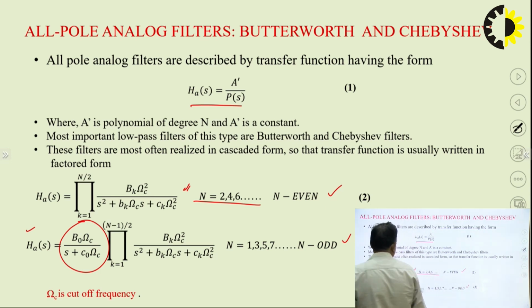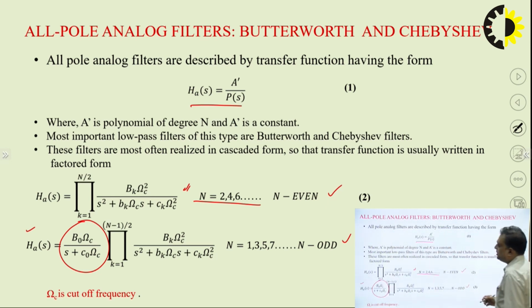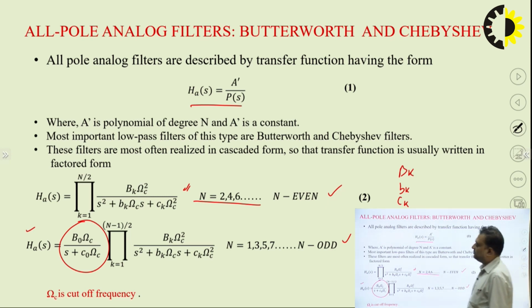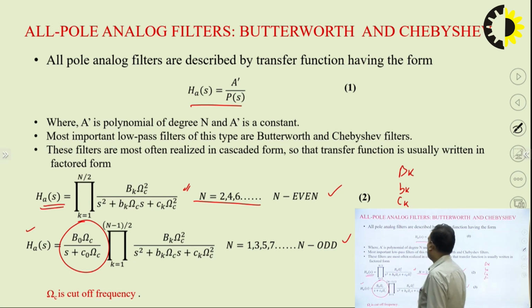Now we have seen there are three coefficients on which this transfer function depends: one is capital B_k, small b_k, small c_k. Another thing, there is the cutoff frequency also. So if we know all these values, then we can obtain the transfer function for a particular filter order. Okay. Now in the Butterworth case, these coefficients are calculated as per Butterworth designing equations, and for the Chebyshev filter design, these coefficients are calculated as per Chebyshev filter designing. Okay.